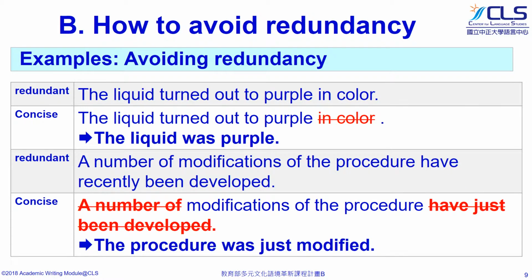Let's look at more examples. We can delete the repeated words such as in color in the first example because purple itself is a color. The second example is to delete a word which adds no meaning, such as a number of, and to delete the words with repeated meaning, such as developed, because the word modifications indicates the meaning of developed.